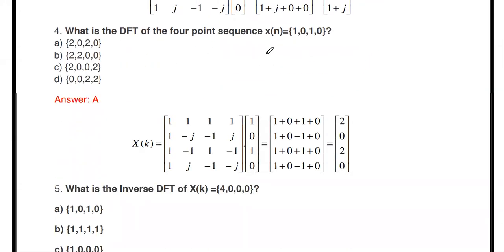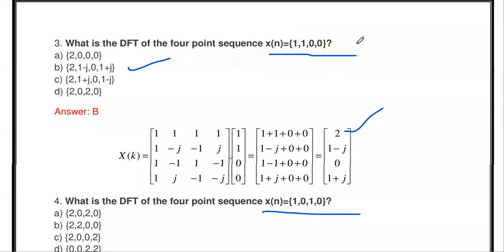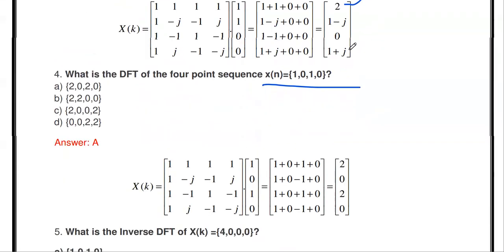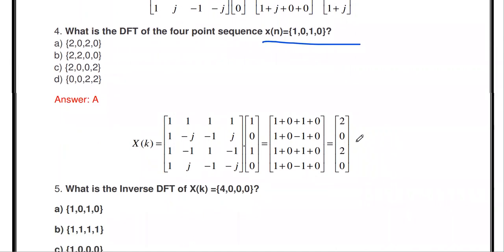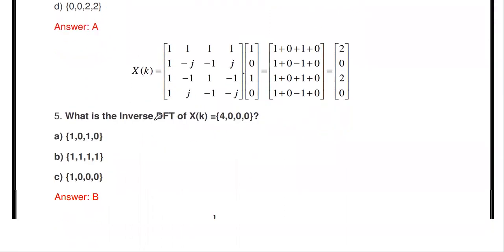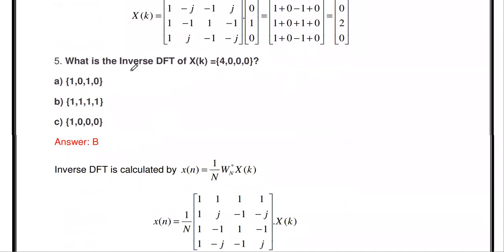Similarly, what is the DFT of the 4-point sequence x of n equal to 1, 0, 1, 0? So here 1, 1, 1, 1, 0. Here 1, 0, 1, 0. So you see the answer is 2, 0, 2, 0. Okay. Then the next one, what is the inverse DFT of capital X of k equal to 4, 0, 0, 0?